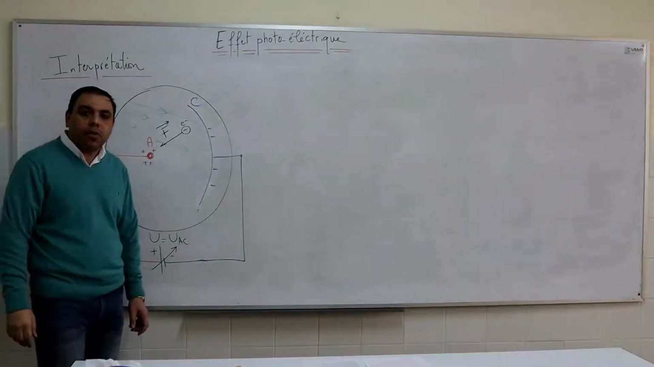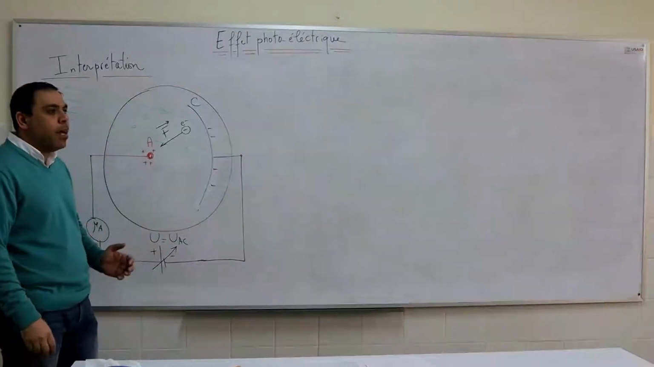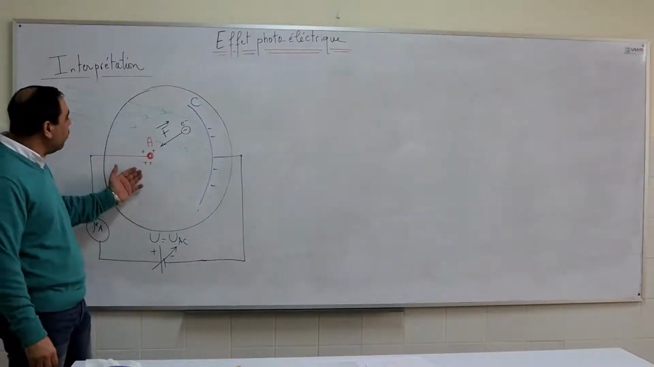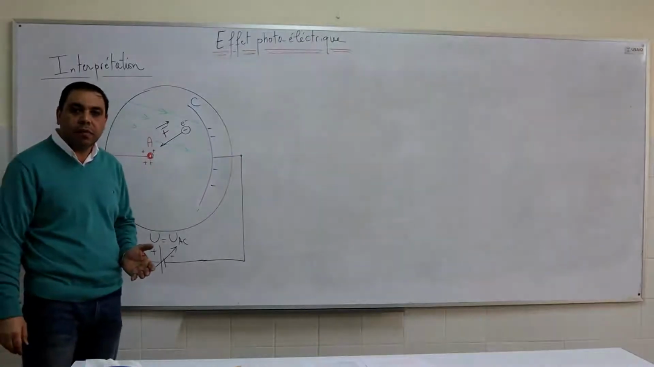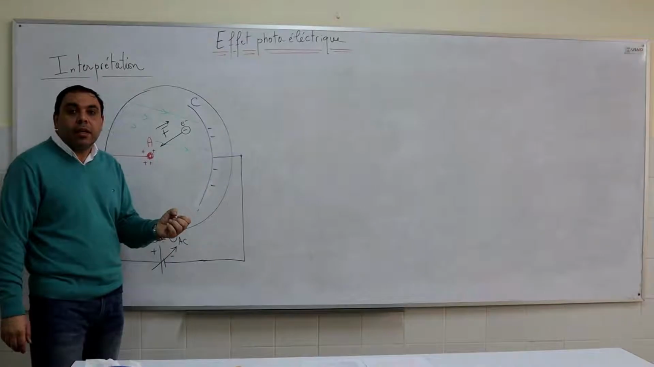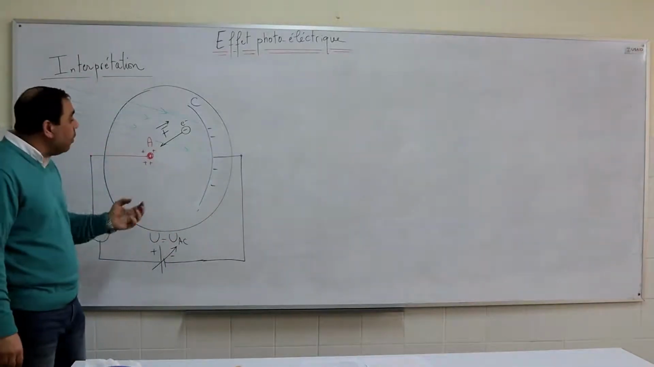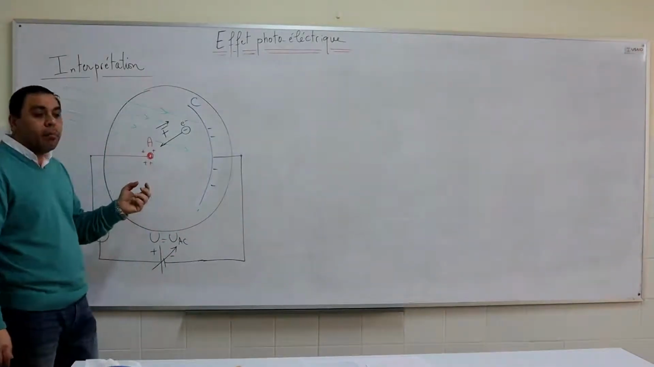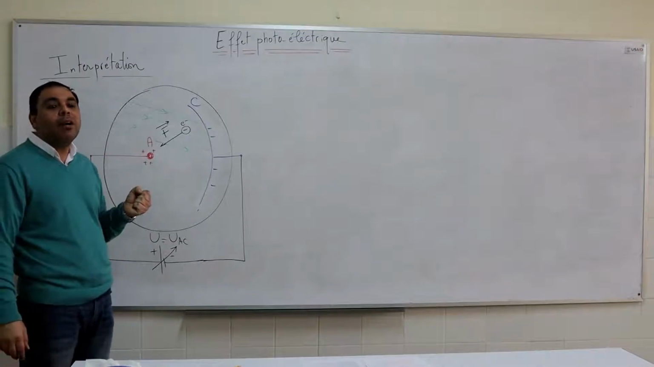As the voltage increases, the cathode becomes more negatively charged and the anode becomes more positively charged. Then the anode has a greater tendency to capture the electrons. That is to say, the number of electrons captured by the anode each second will increase.